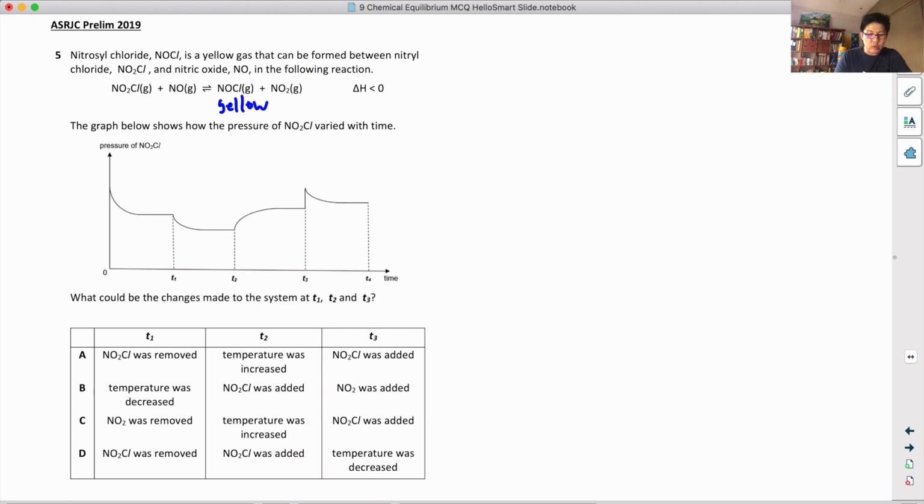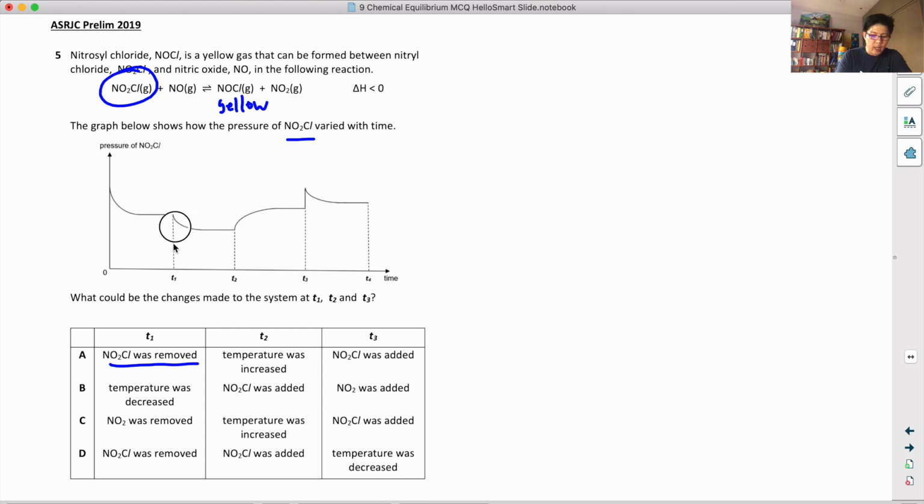Okay, so this shows how the pressure of NO2Cl varies with time, which is actually a reactant. What changes could be made to the system at T1, T2 and T3? Okay, over here, let's take a look. If NO2Cl was removed at T1, the graph will look like this. We'll actually see a big drop. If NO2Cl was removed, you see a big drop, but you don't see it on the graph.